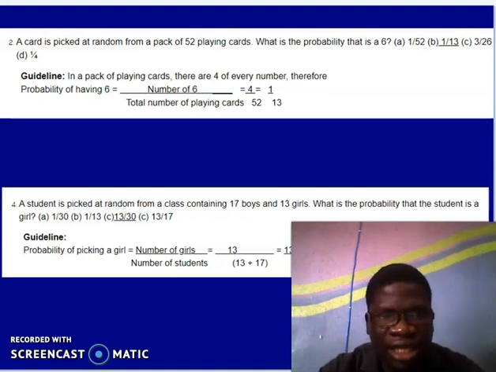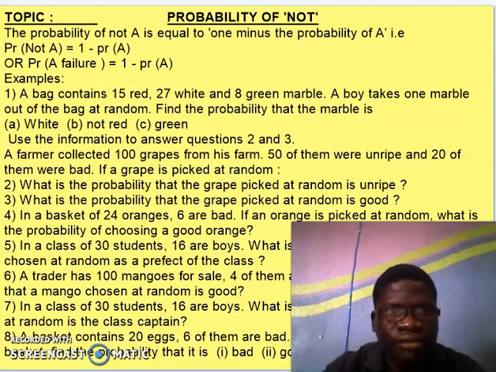Let's consider the next example. A student is picked at random from a class containing 17 boys and 13 girls. What is the probability that the student is a girl? The options are there, but let's look at the guideline. Probability of picking a girl is number of girls, which are 13, over number of students, which is the addition of the boys and the girls, and that gives us 13/30.